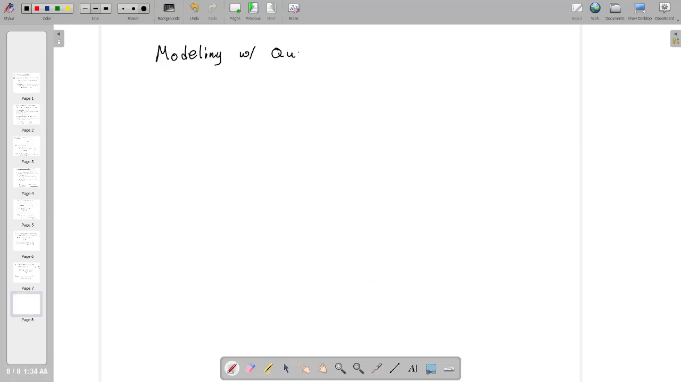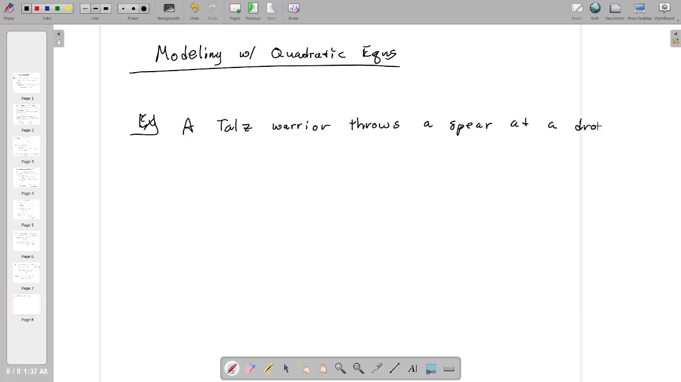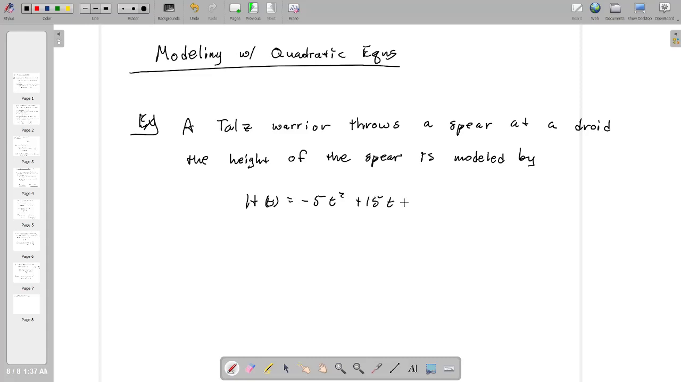The last topic we're going to talk about is modeling with quadratic equations. Here we're just going to do an example. A Taos warrior throws a spear at a droid. The height of the spear is modeled by h of t is equal to negative 5t squared plus 15t plus 8 meters. Find the maximum height that the spear reaches.